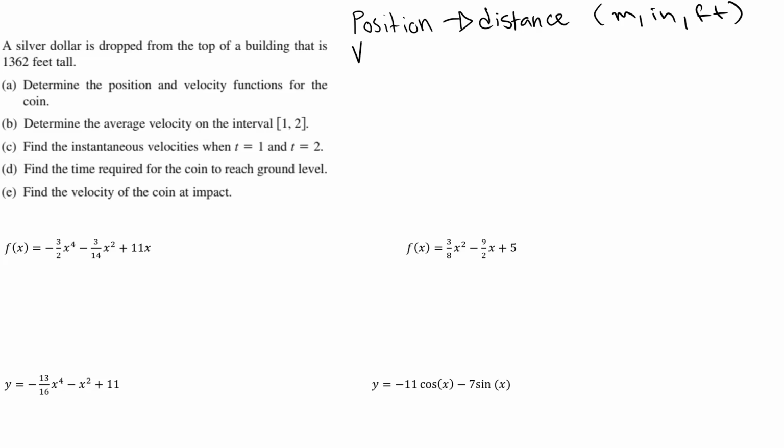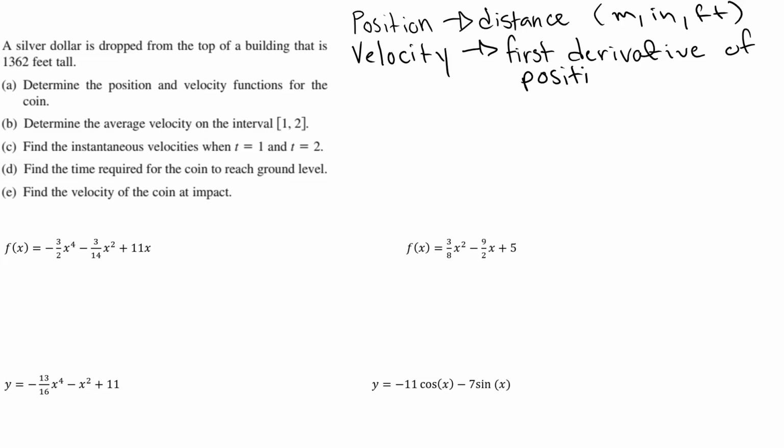All right? And then velocity is our change in position. And the way we talk about change in position is the derivative of position. So this is going to be the first derivative. And the reason that is because, once again, velocity is the change in position relative to a change in time.